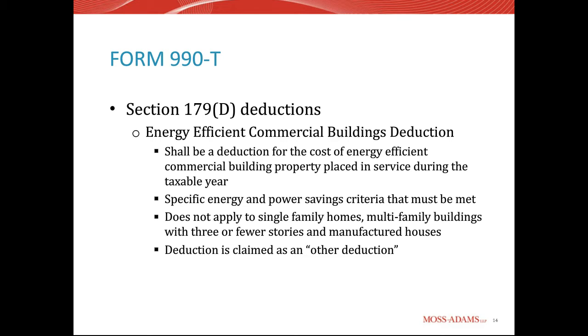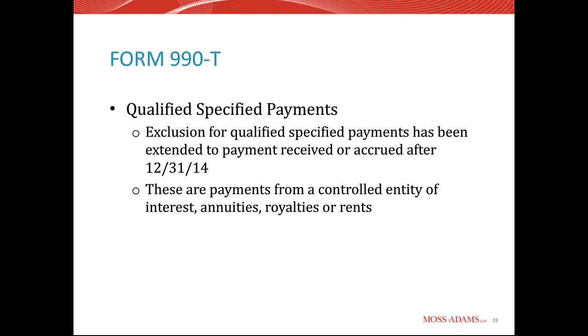The next, which really is an extension of an exclusion, involves qualified specified payments. Generally, interest, rent, royalties, and annuities are excluded from unrelated business taxable income, or UBTI, for tax-exempt organizations. However, there is a section of the code that treats these otherwise excluded specified payments as unrelated business income if it's received from a taxable or tax-exempt subsidiary that is 50% controlled by the parent tax-exempt organization, to the extent that the payment reduces the unrelated income of the controlled entity.